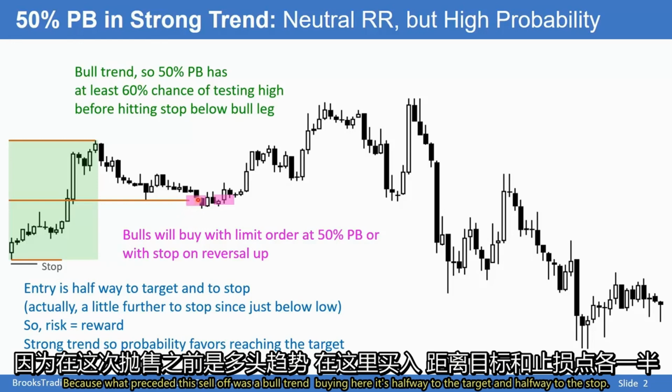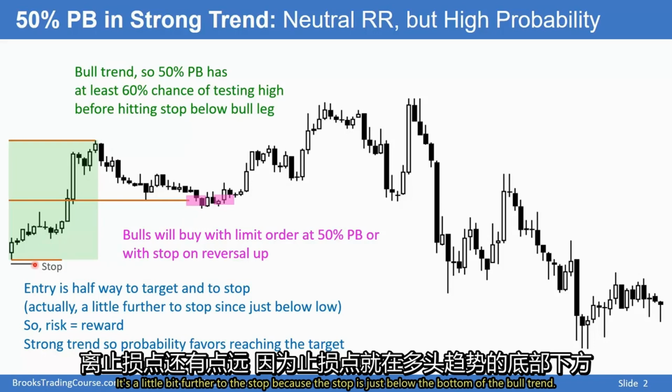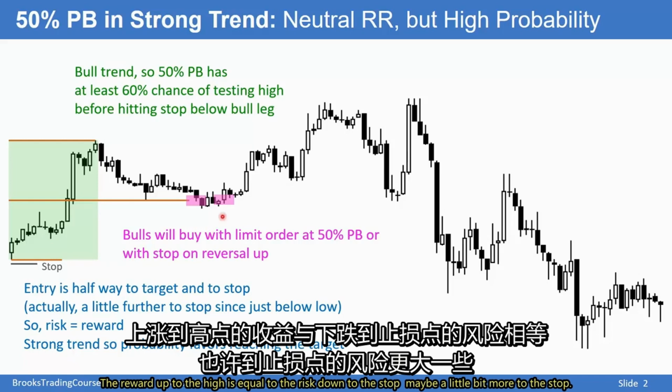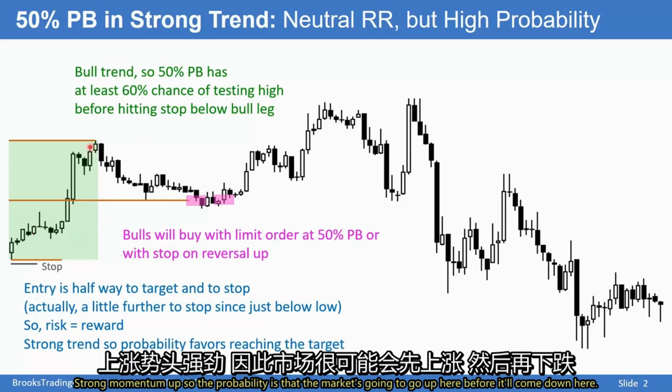Buying here, it's halfway to the target and halfway to the stop. It's a little bit further to the stop because the stop is just below the bottom of the bull trend. The reward up to the high is equal to the risk down to the stop, maybe a little bit more to the stop. Strong momentum up, so the probability is that the market's going to go up here before it'll come down here.